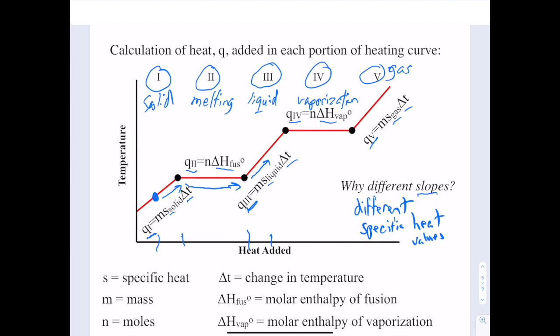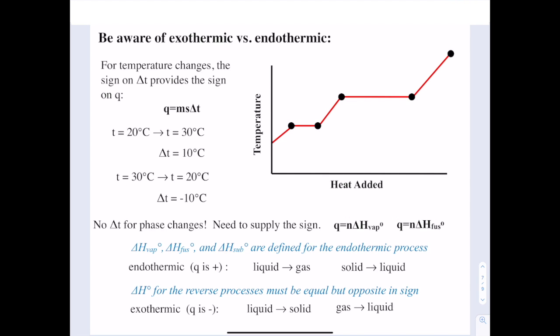And then finally, the temperature change of the resulting liquid is due to further heat input. So this would be the total amount of heat added. You have to be aware of exothermic and endothermic processes. Going from left to right on this graph is an endothermic process.